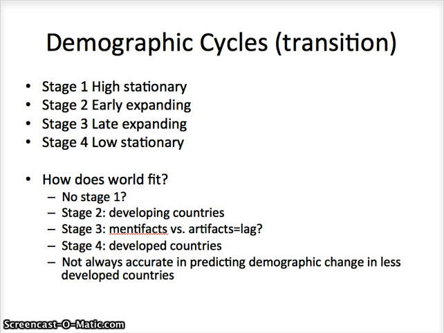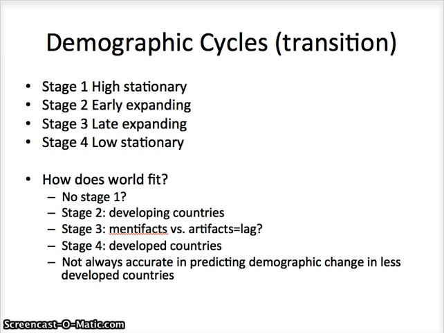In stage three, the birth rates are still high in the beginning of stage three, but then the birth rates begin to fall in the latter part of stage three. So it's kind of a transition stage. The death rates continue to fall. So the population is expanding, but not quite as much, particularly towards the end of stage three.